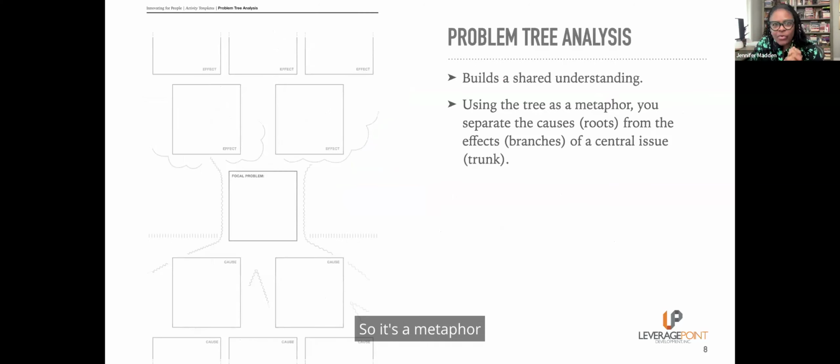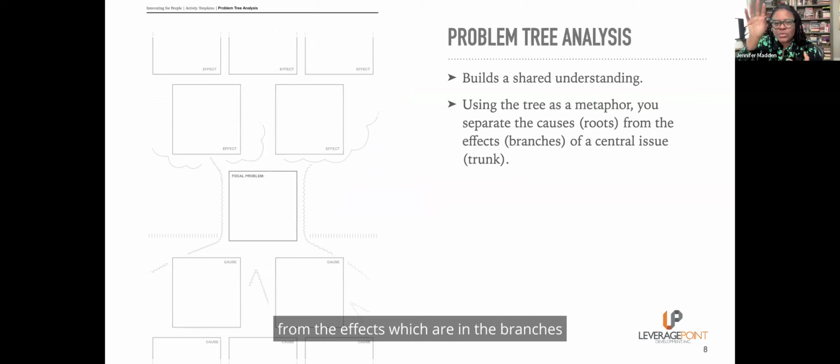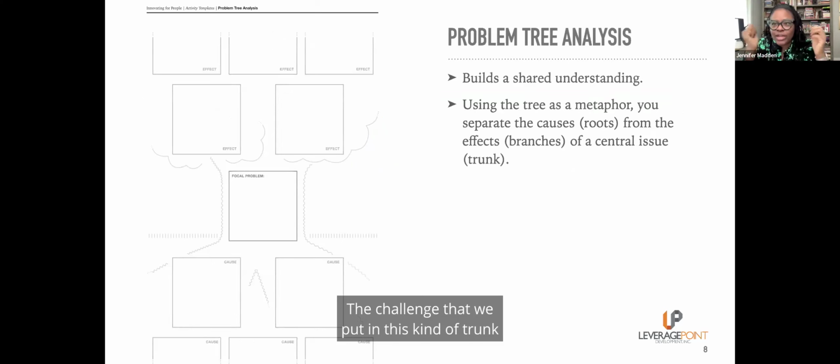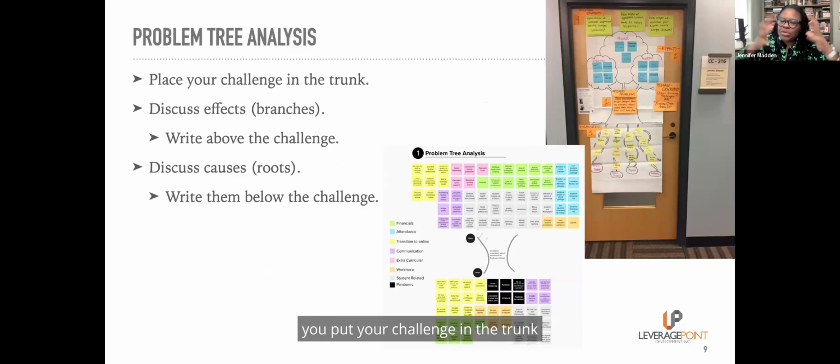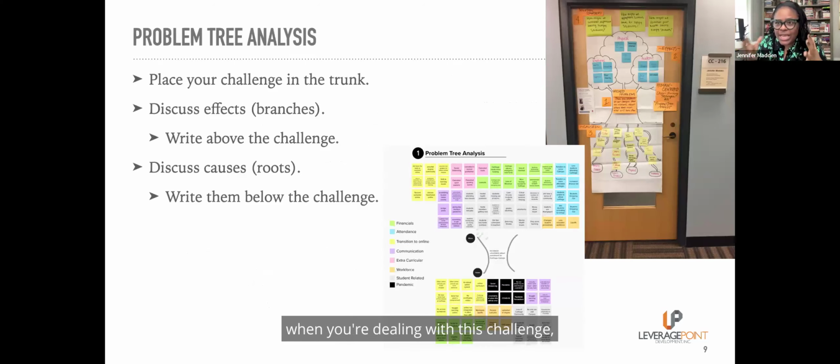So it's a metaphor, and it allows us to build this understanding, and we use the tree as that metaphor. We can separate the causes, which are in the roots, from the effects, which are in the branches of a central issue, the challenge that we put in the trunk of this metaphorical tree. The way the tool works is very simple: you put your challenge in the trunk, and then you start in the leaves. How does this show up in your organization when you're facing this challenge? Then you think through what some of the root causes of these challenges are, and that puts you in those roots.